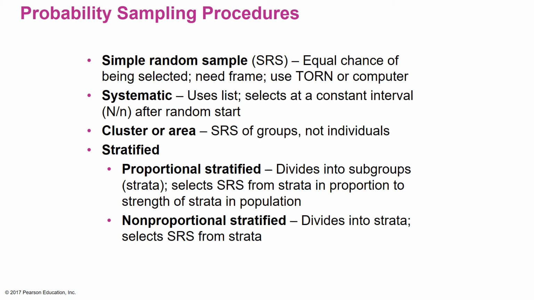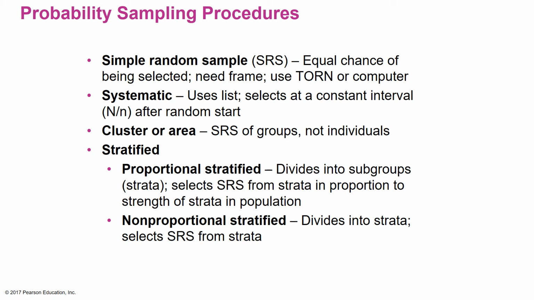Then stratified, so proportional stratified, right? Divide subgroups, and that's your strata, or basically your categories, and select a simple random sample from the strata in proportion to the strength of the strata in the population. So maybe you have a racial profile for the population, and the proportion of each race, they're different. So maybe there's 50% Hispanic in the population. Well, in your sample, right, you want to carry over that same proportion. Okay, so you're not randomly selecting people to be part of your study. You're only doing that to a point where you establish the same proportion in your sample that's in the population that you're interested in.